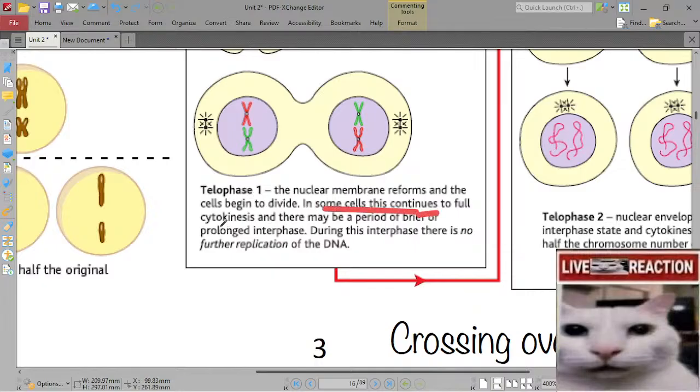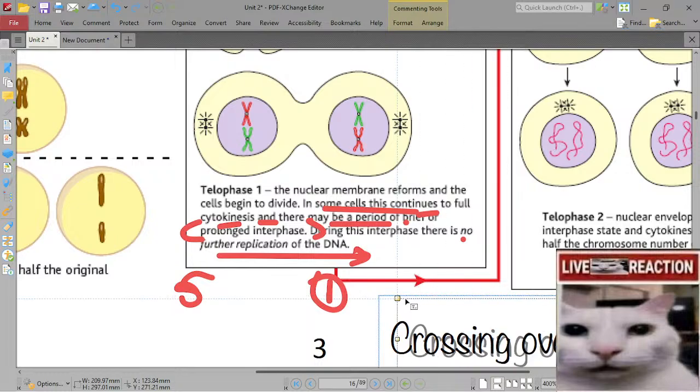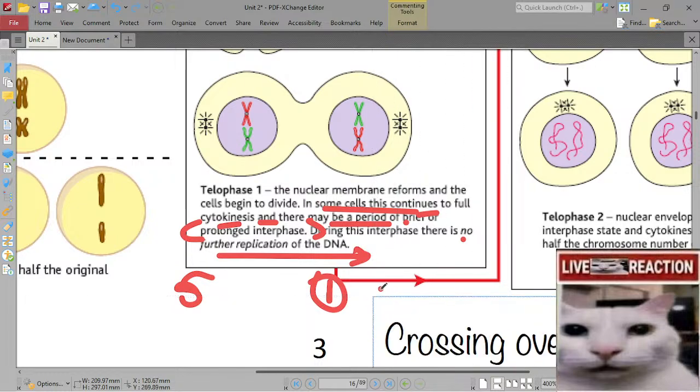In some cells, this continues to full cytokinesis, and there may be a brief or prolonged interphase between this first phase of meiosis and this second phase of meiosis. But be aware that there is no further replication or S phase in the time between these two. There's no S phase in the time between these two.